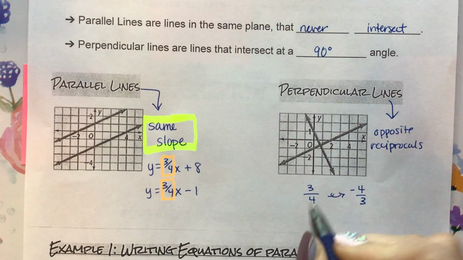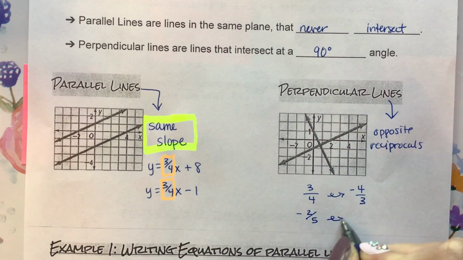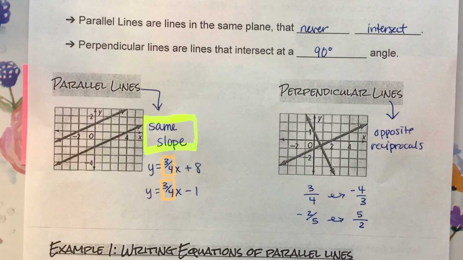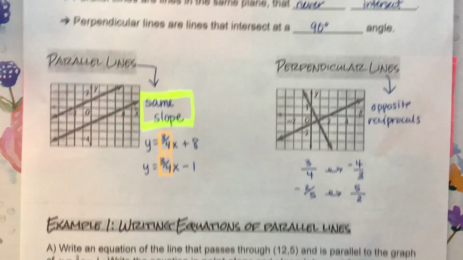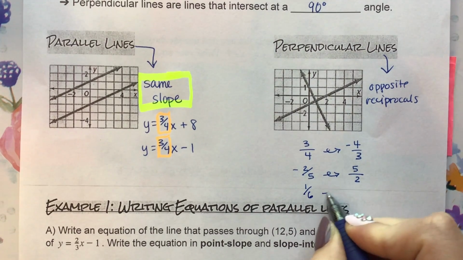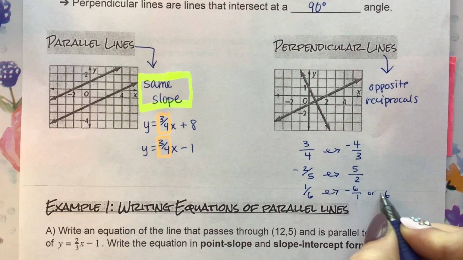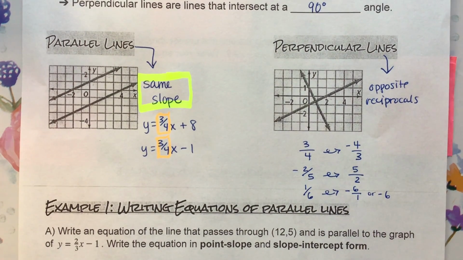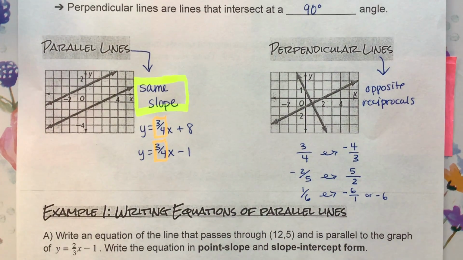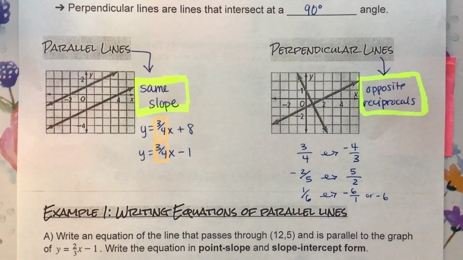If it is -2/5, then it becomes +5/2. I make the fraction flip over and I change the sign. If it were 1/6, then it becomes -6/1 or -6. Both of those would be appropriate. So opposite reciprocals for perpendicular lines, same slope for parallel.